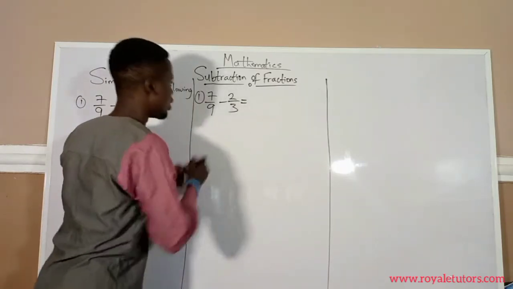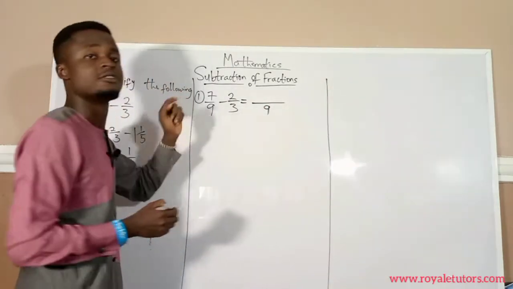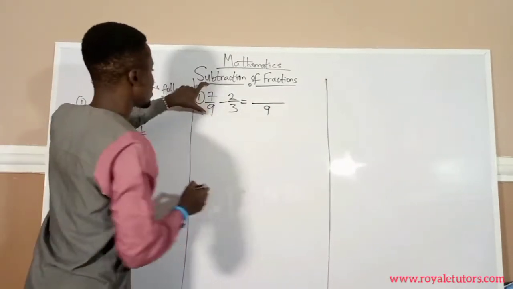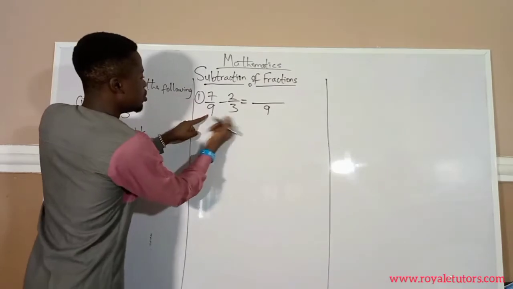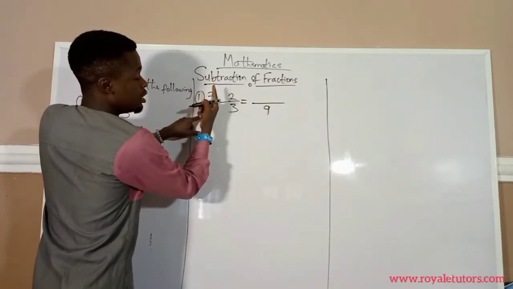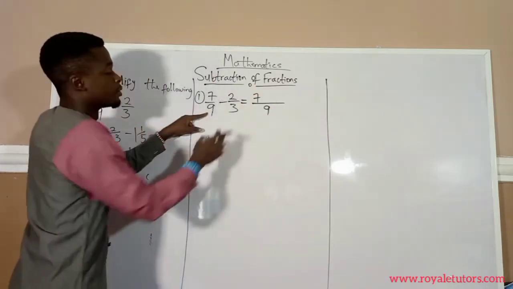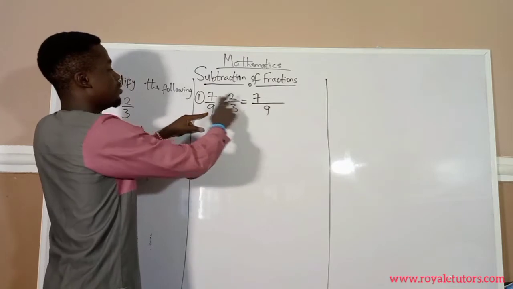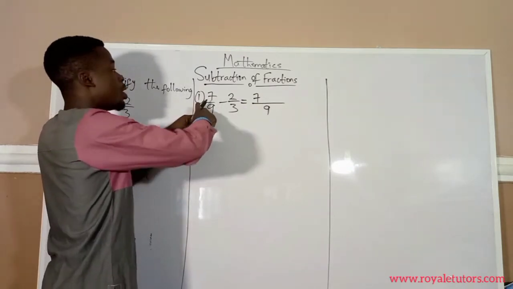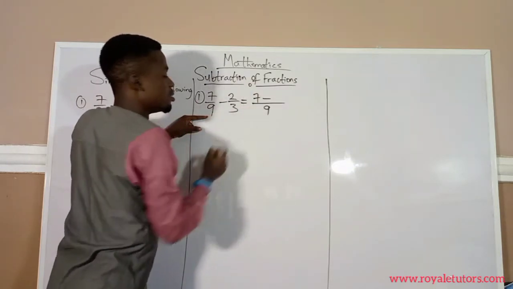So what you do is you draw a line, then you put the LCM, which is 9. You take the fractions one after the other. You start with this one. You take the denominator. This 9 divided by the denominator 9 is 1. Then you multiply that 1 by 7 to have 7. Let me take it again: 9, the LCM, divided by the denominator gives 1, multiplied by the numerator 7. Then the sign that's in between, minus.